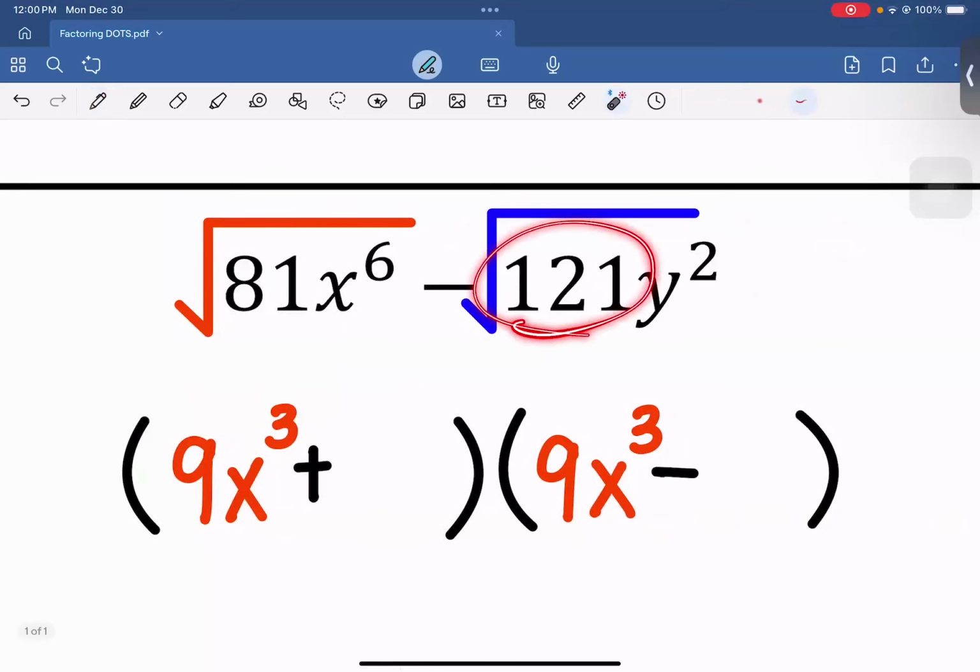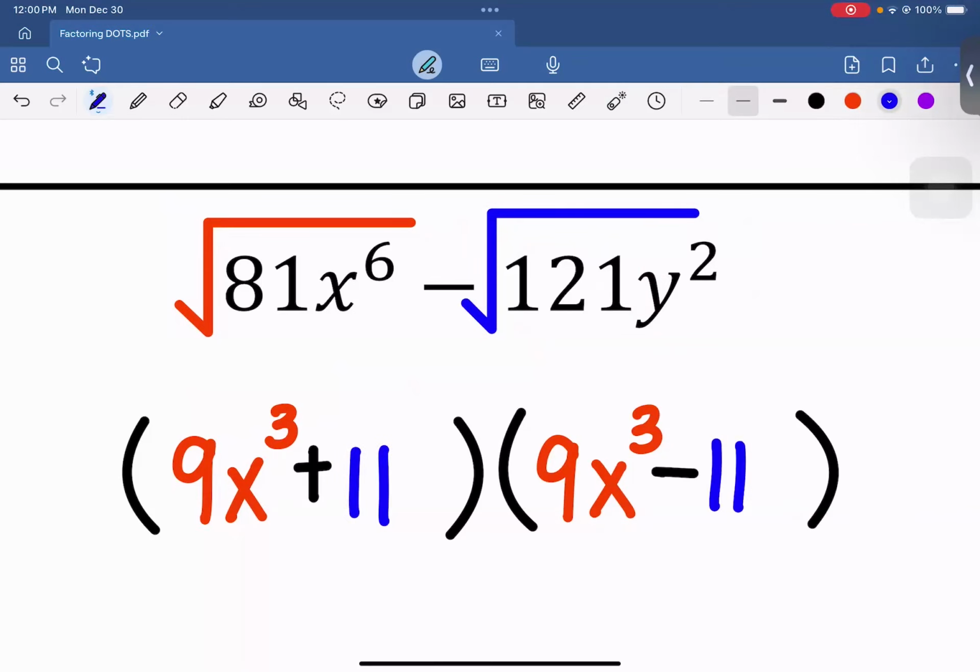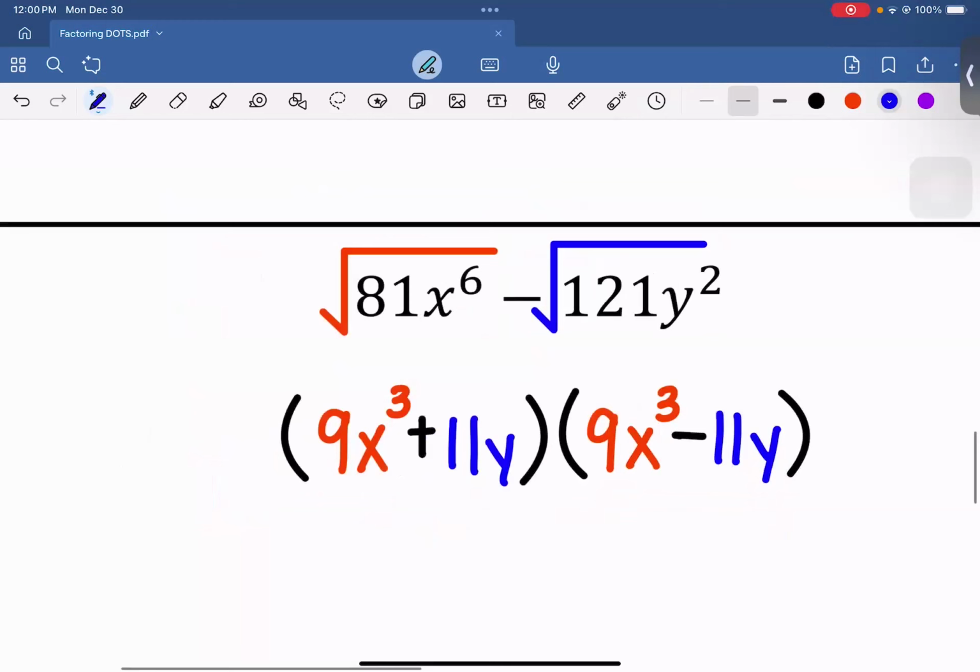This one, we have the square root of 121, which is going to be 11. 11. And at this point, we should know that the square root of y squared is just going to get us a y. So this right here is our final answer.